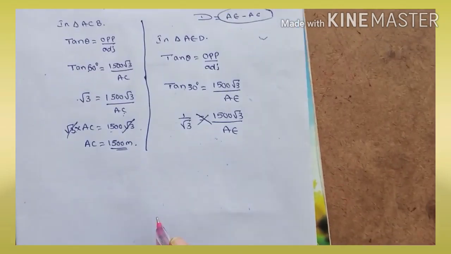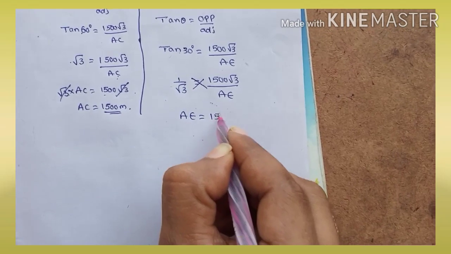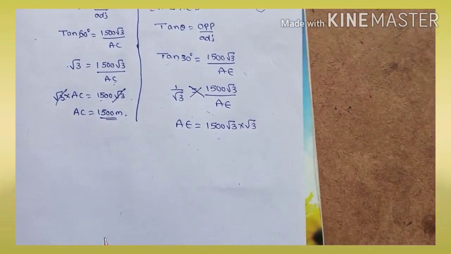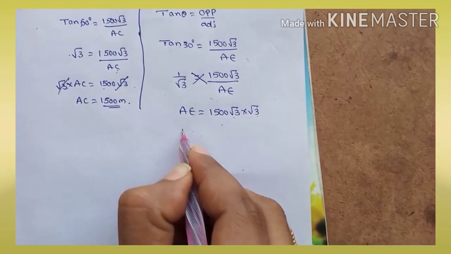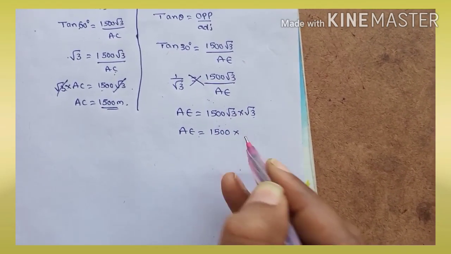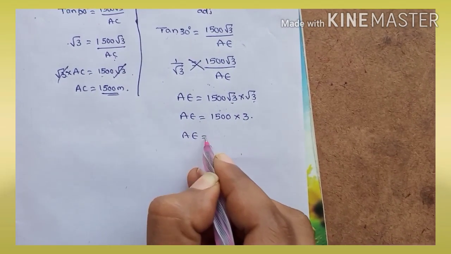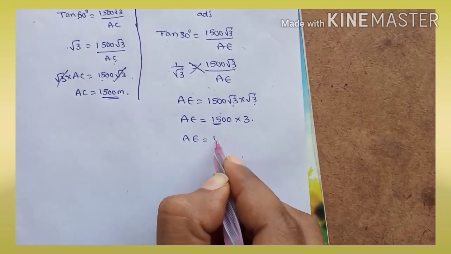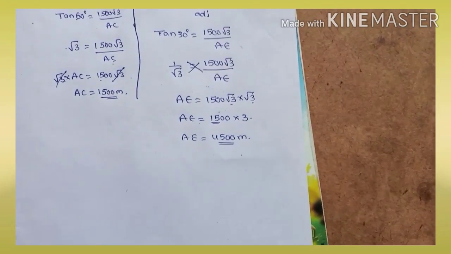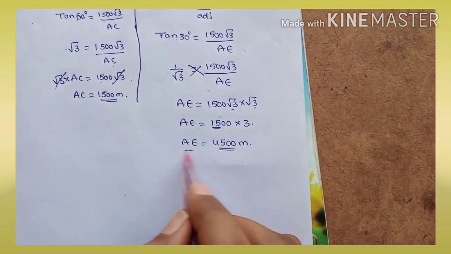Apply cross multiplication, then the value of AE is equal to 1500 root 3 into root 3. Root 3 into root 3 equals 3. So 1500 into 3: 15 threes are 45, and two zeros, so 4500 meters. That is the value of AE.